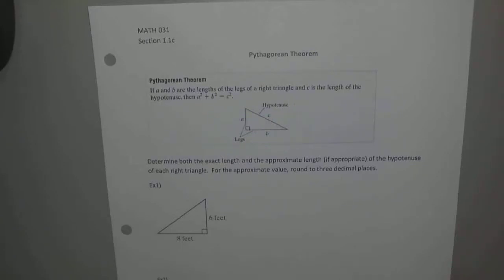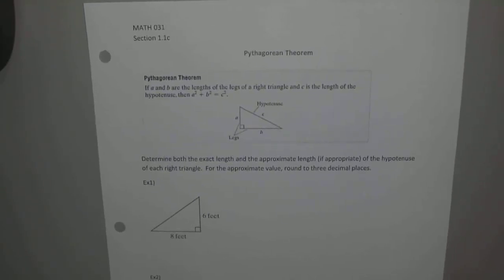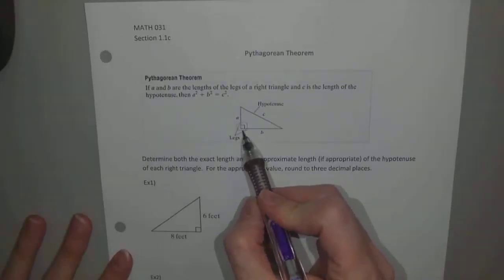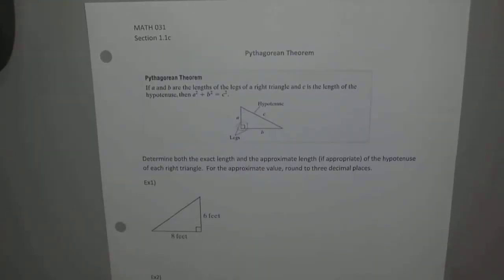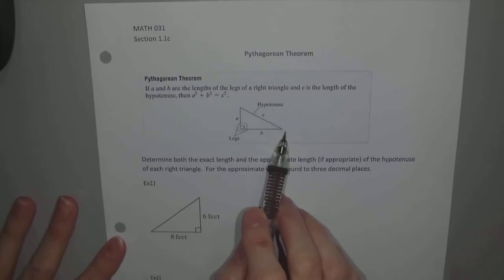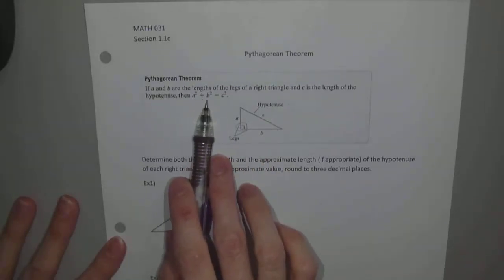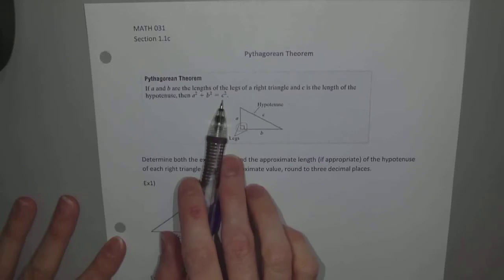Important 1C is to make sure we can use the Pythagorean theorem to find sides of a triangle, all right? So if you look at this problem, the theorem states if A and B are the lengths of the legs. Notice here the legs make up that right angle, and that's a key thing, okay? Whatever two sides come together to make up that right angle, that's called the leg. And then the long diagonal is called the hypotenuse. So the two legs squared added together equals the hypotenuse squared, okay?